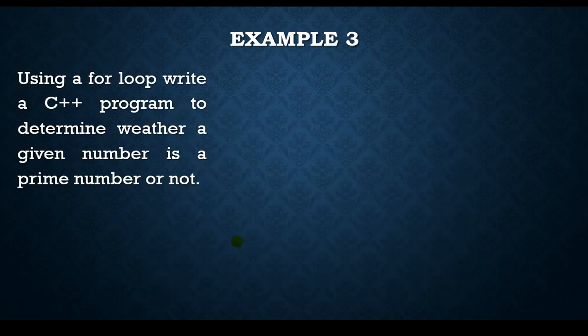Now let's see our last example for the day, using a for loop. Write a C++ program that determines whether a given number is a prime number or not. And the question, what is a prime number? We all know that a prime number is a number that has only 2 factors.